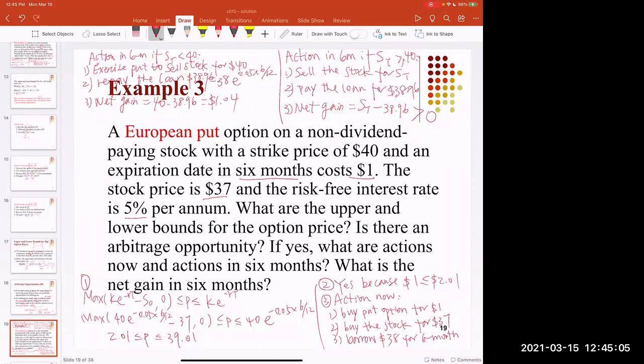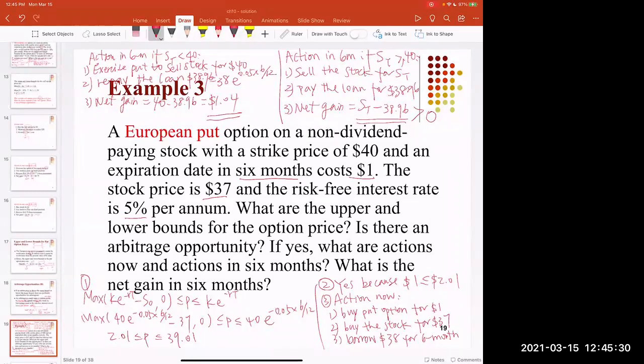So although in case 2 we didn't know the exact number, for sure we know that's a positive value, okay? And in case 1, we know the exact number because we exercise the put, we sell the stock to receive $40, okay? So you can see example 2 and example 3 are very similar, but one is about the call option, the other is the put option.